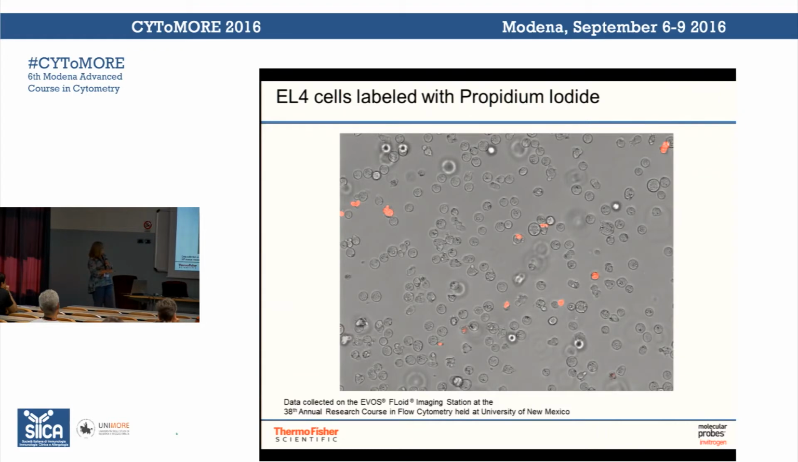So this is an example of looking at an image. Very simple, adding propidium iodide in there, and you can see the dead cells are fluorescent. So you can do this as a very quick check by imaging as well.